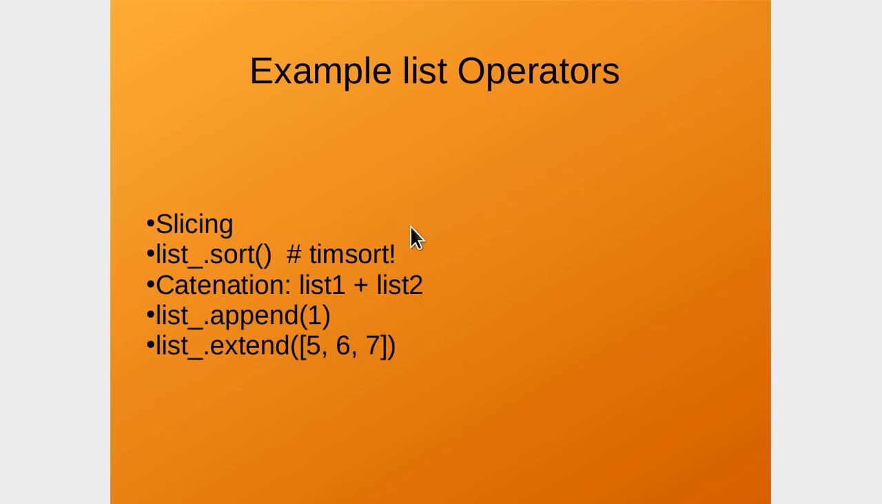Here are some example list operators. You can slice. We'll talk about slicing some more. You can sort using the rather awesome timsort. You can concatenate two lists. You can append to a list, and you can extend a list with another, which is different from appending. Extending is essentially like appending 5, then 6, then 7.